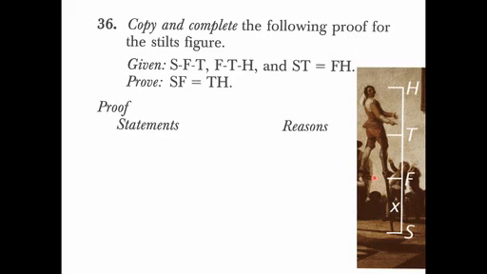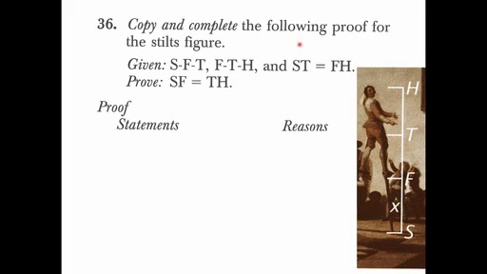And here's a little proof now, working that through. Please note the copy is incomplete. We're given F is between S and T, and T is between F and H. The point of that is to show that these are straight lines, that those points are collinear. That allows us to use the betweenness of points theorem. We also have that ST is equal to FH, as we saw earlier. We want to prove that SF is the same as TH.